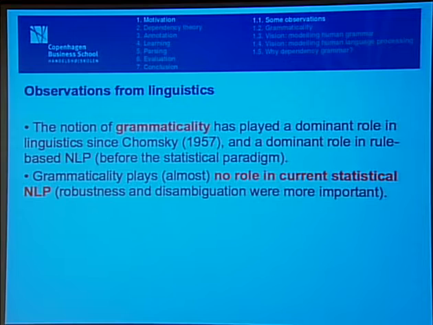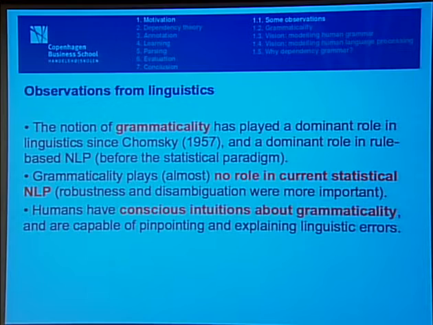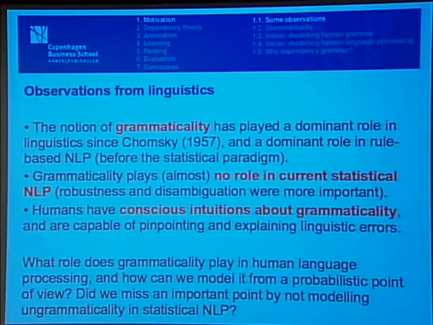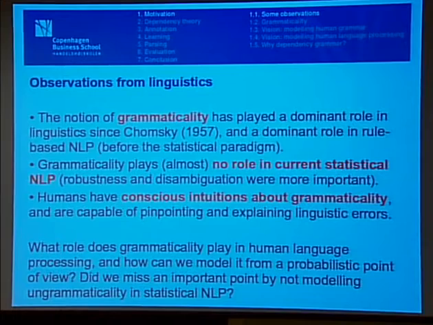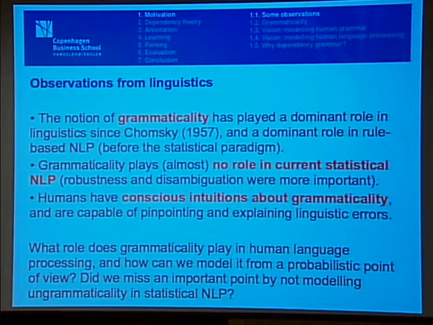Then the third observation is that humans seem to have conscious intuitions about grammaticality, and they're capable of pinpointing and explaining linguistic errors. So they know where the errors are if we make them. They can say that this is a case agreement error or this is another kind of error. Since humans are capable of doing this, it must somehow be important for human language processing. So the question is, what role does grammaticality play in human language processing, and how can we model it from a probabilistic point of view? Did we miss an important point by not modeling ungrammaticality in statistical NLP? This is one of the basic questions I'd like to address in this talk.